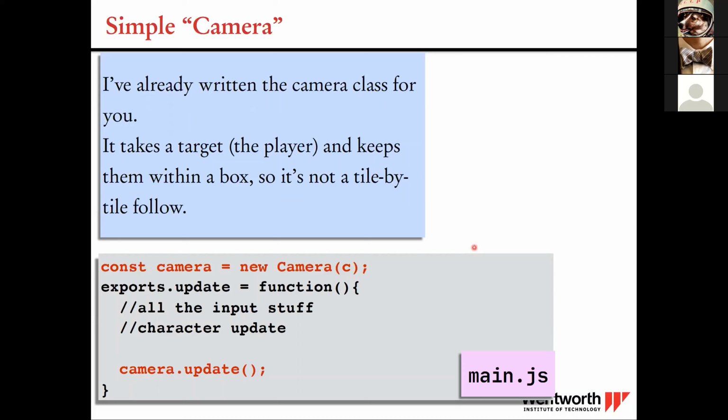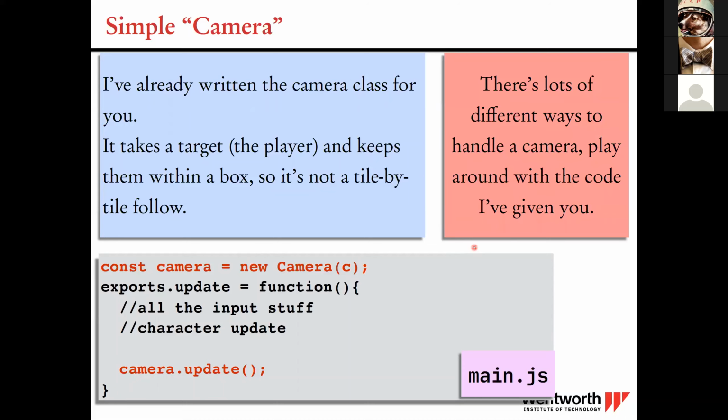There's lots of stuff that you can do with this, lots of different ways to handle a camera. You can play around with some of the code I gave you, or come up with a different version of this camera if you want to. But essentially all we're going to need to do is something like this. We create a new camera, and the camera takes in a character, so it takes in our player as the target. Then we just need to call camera.update every frame, so that if the player moves out of the region for the camera, we can switch over and move our camera position.